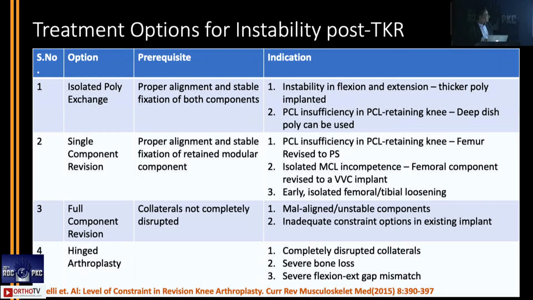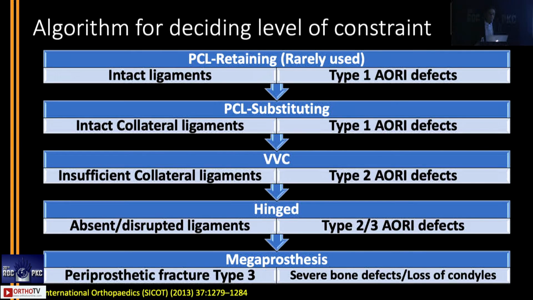Now the last rung of the ladder is the hinge arthroplasty, for completely disrupted collaterals. If the collaterals are gone, hinge is the only option. Don't try to put anything else other than a hinge. Severe bone loss, severe flexion extension gap mismatch. So it's an algorithm which is much easier to understand.